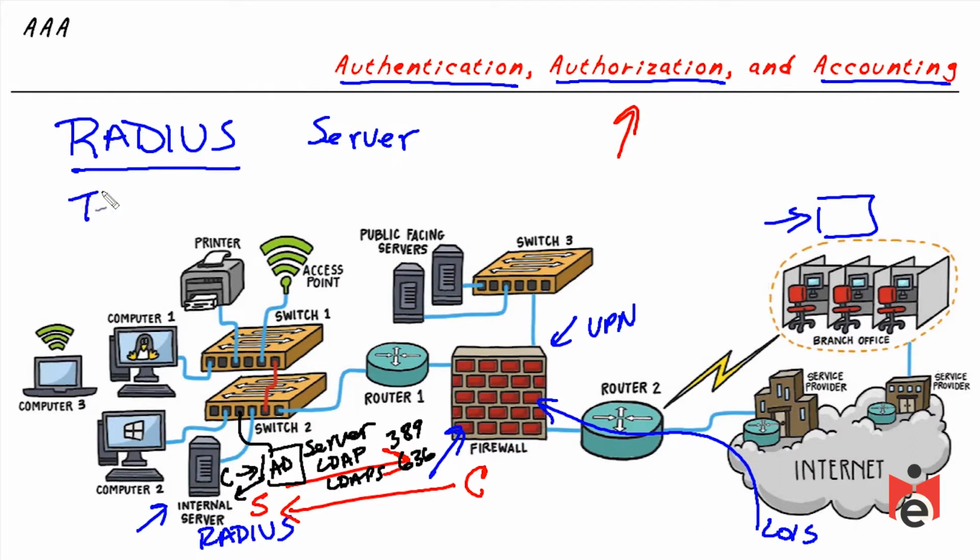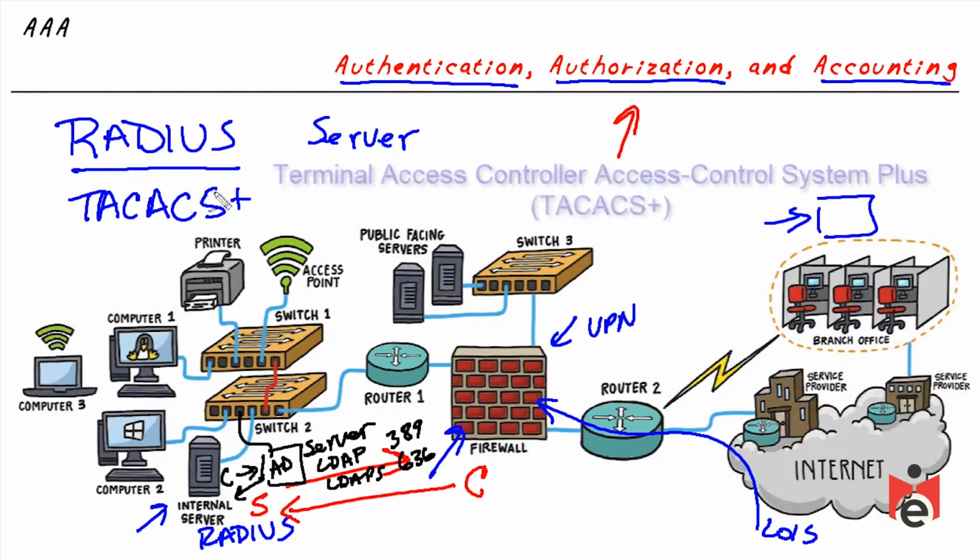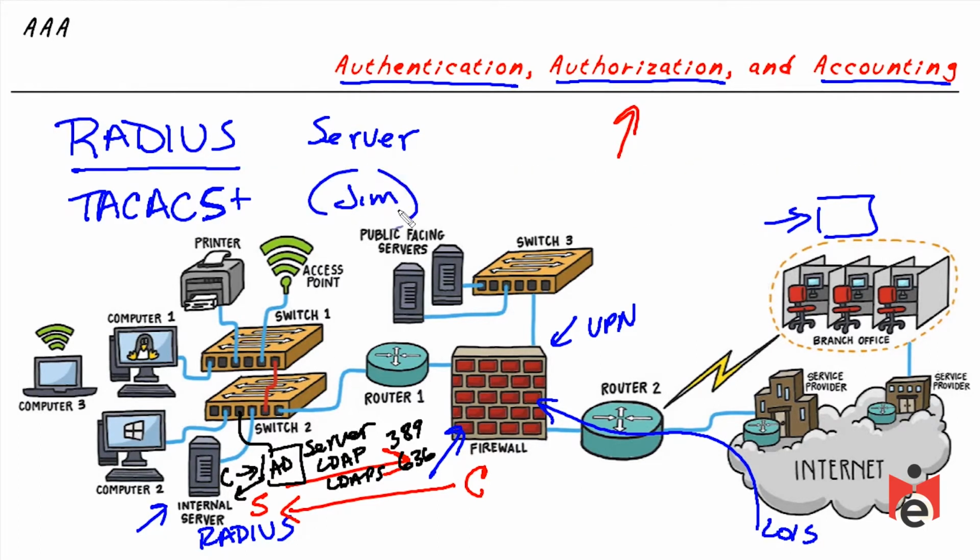And let's reuse that idea of leveraging a centralized server one more time in the case of TACACS Plus, which is a Cisco proprietary protocol, and it's used primarily for the authentication, authorization, and accounting of administrators. So let's imagine that Jim is the administrator for the network, and Jim needs to connect to the switch to do some management. Jim needs to connect to the router and to the firewall.